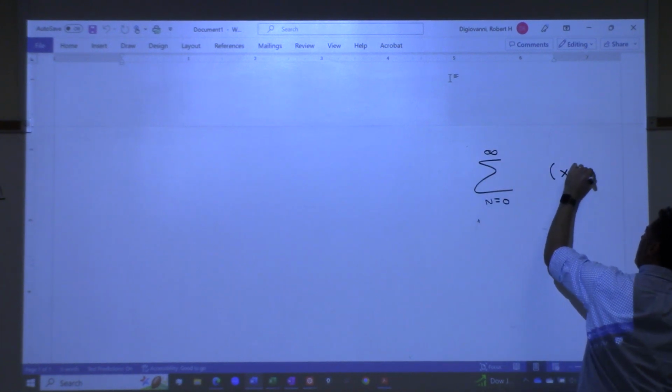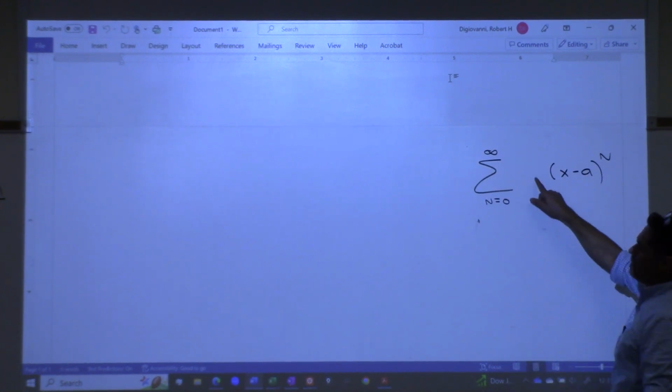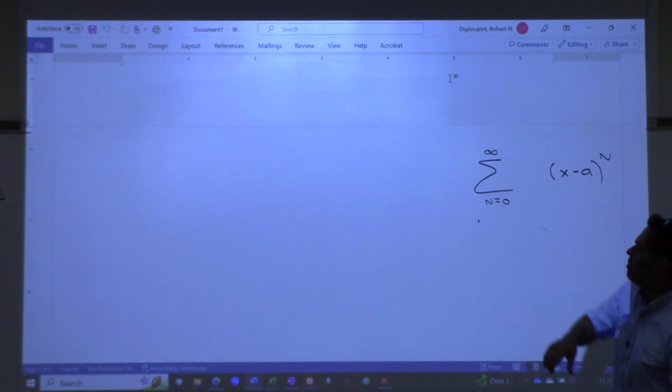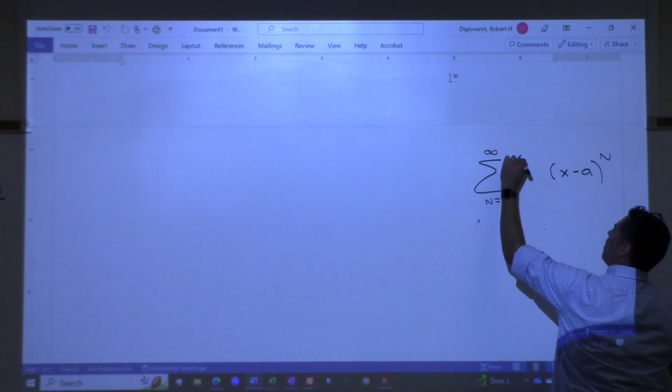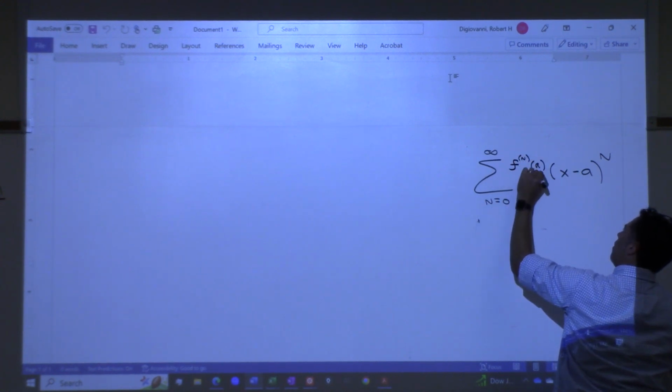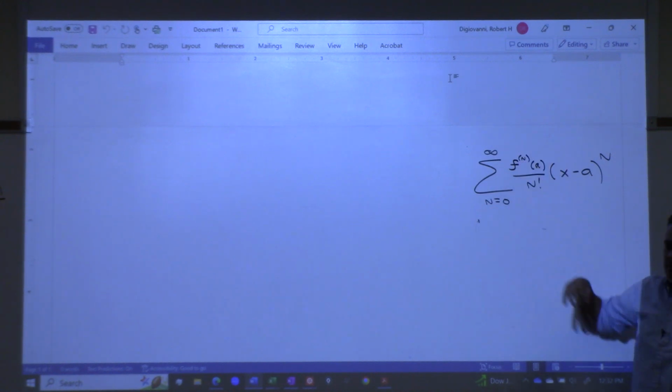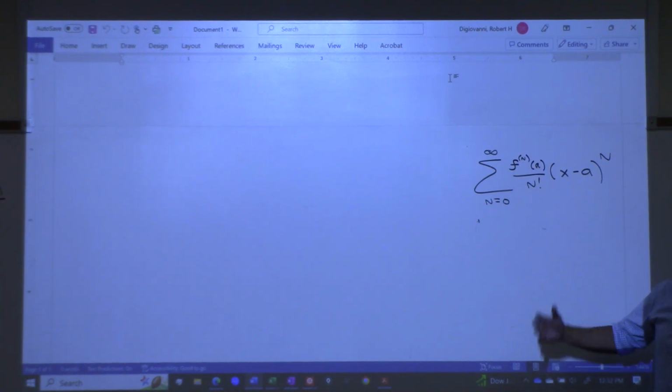that used to be c sub n out here, right? That used to be c sub n. We could actually just replace it with that formula right there. It's the nth derivative at a over n factorial, right? That is our new c sub n for this whole process.